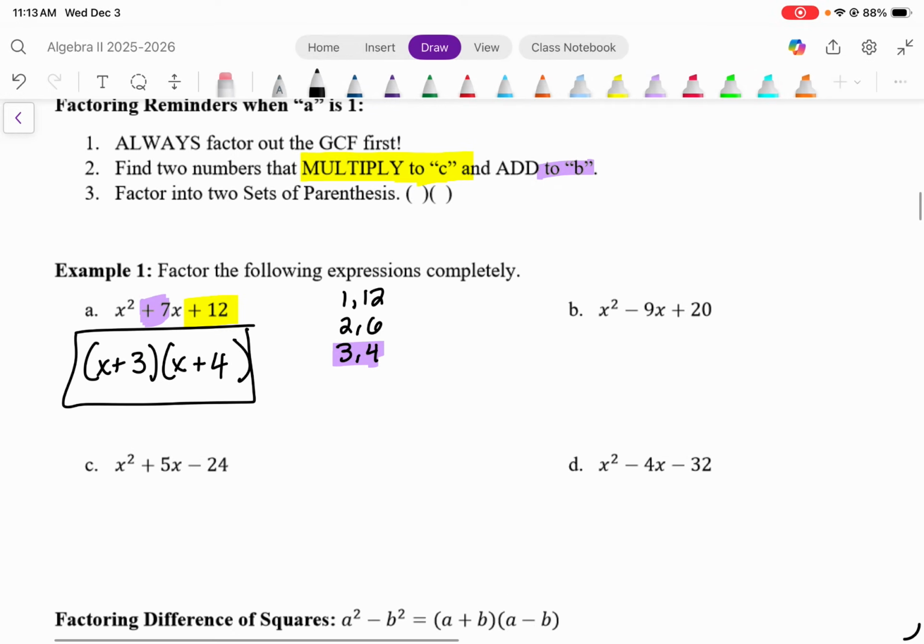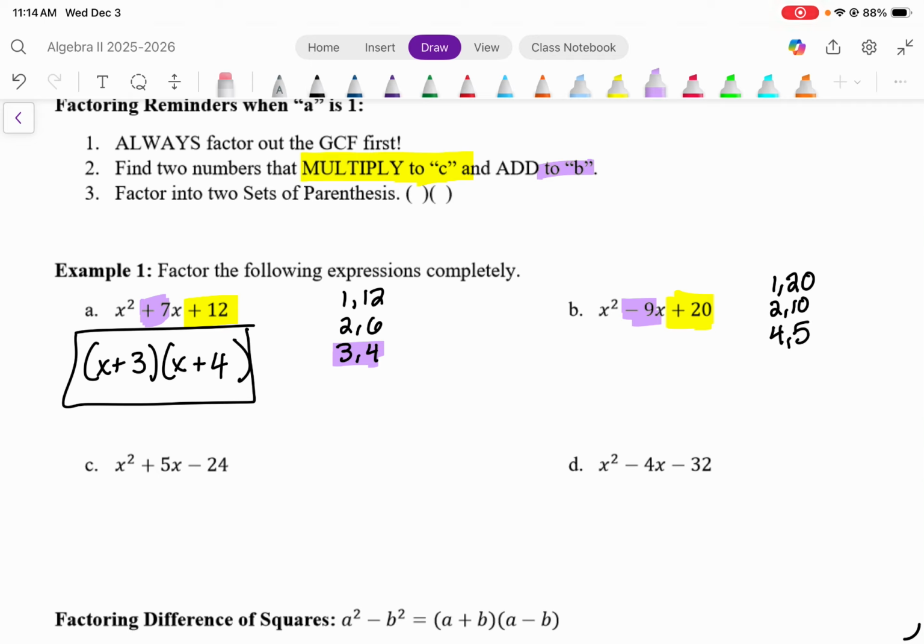Okay, so then letter B over here, we again want them to multiply to our c value, so positive 20, and we want them to add to negative 9. If you want to do the AC split method, you can, but when our a value is 1, it's not really necessary because we can just factor it right away once we know those two numbers. So for 20, we would have 1 and 20, 2 and 10, 4 and 5.